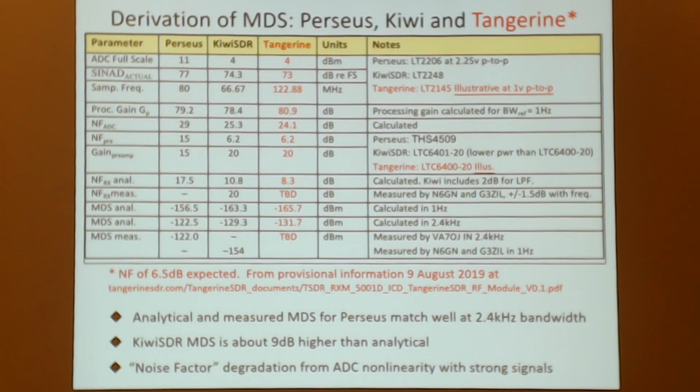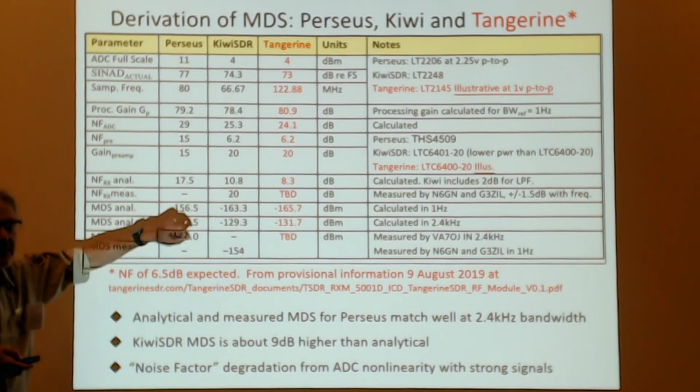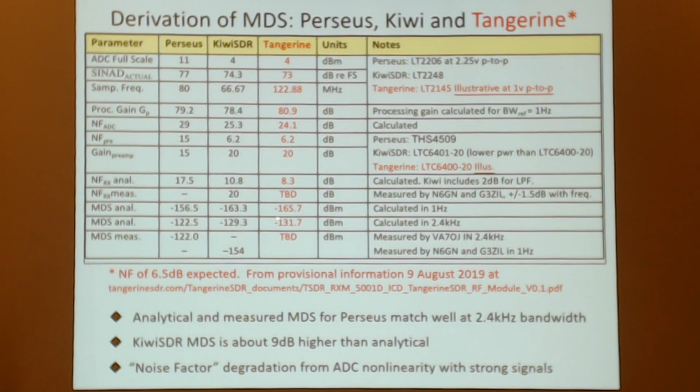Looking at the sensitivity of the system, we thought it useful. We were inspired by some measurements made by Alex, I think it was, VA7OJ, who took a look at the Kiwi and compared it against the Perseus, which is kind of his reference receiver. We were surprised and somewhat disappointed to realize that while the analytics suggest we would have a 10 dB or so noise figure for the Kiwi, the actual noise figure was more like 20 dB. It was terrible.